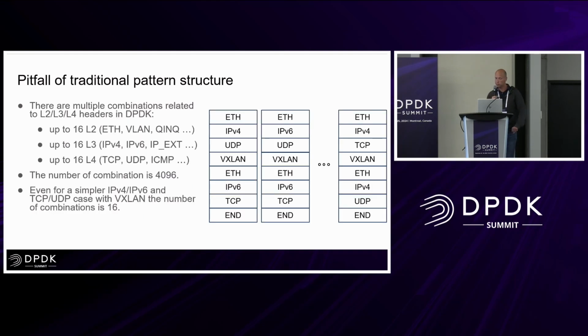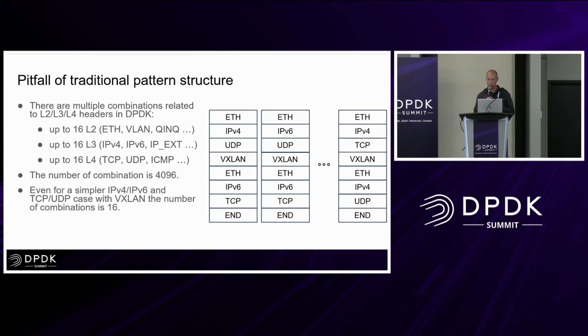Why is it not optimal? Today we support many combinations in the DPDK. There are layer 2, layer 3, and layer 4 headers, and there are up to 16 layer 2 headers, up to 16 layer 3 headers, and up to 16 layer 4 headers. That means that to track and offload every packet, you have to have 4K rules in your hardware table. And if you add the inner and outer encapsulation, it's 4K multiplied by 4K, which is unmanageable.